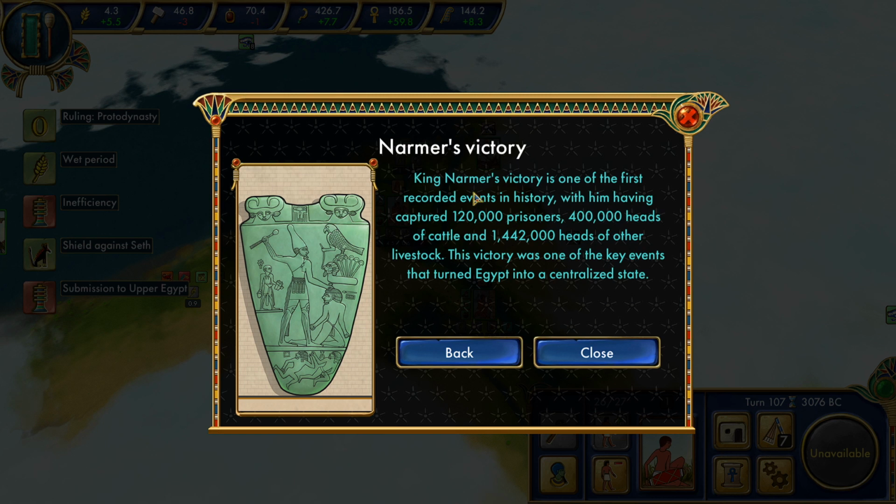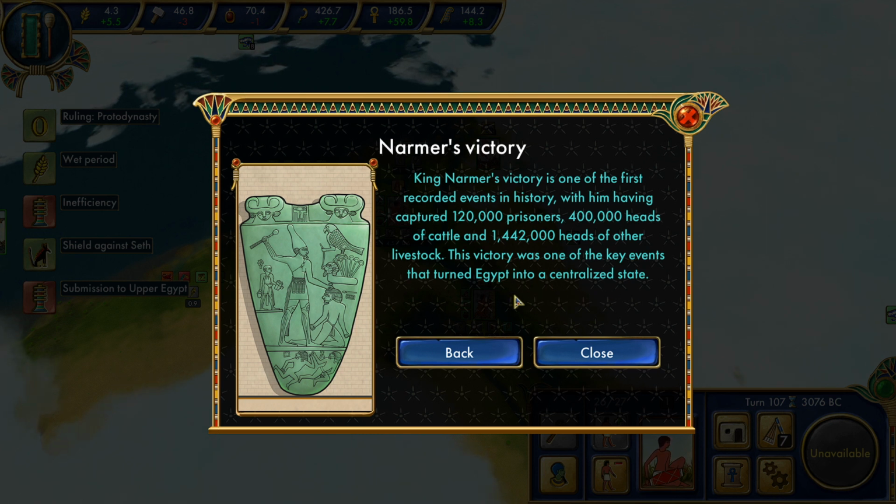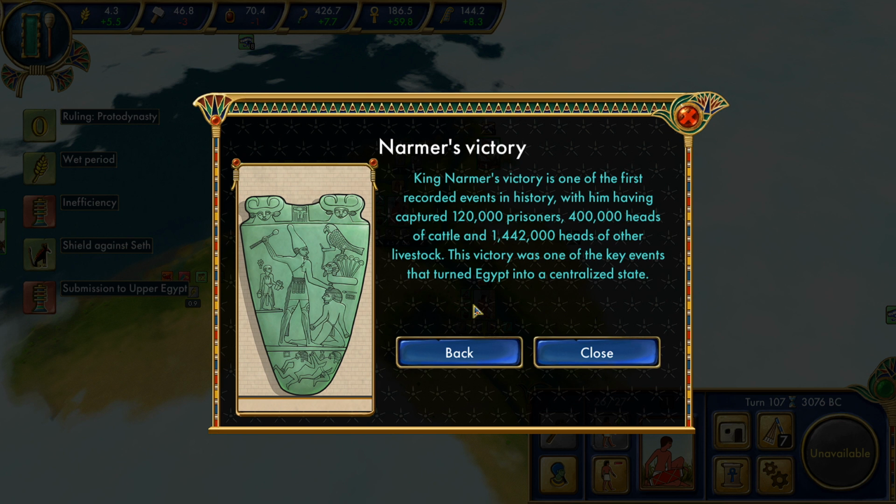So, this here is very curious, the detail here. Narmer's victory, one of the first recorded events in history, and it gives all kinds of details on prisoners, heads of cattle, and other livestock. One of the key events that turned Egypt into a centralized state. Well, that part is true. But I'm very curious where I got these numbers from. I'm sure they didn't pluck them out of thin air, but I can't find anything remotely close to that kind of detail about the military campaign. There's even, in fact, some debate over whether the unification was primarily military. It probably was. Now, we do have confidence that Narmer was, in fact, a very important early Egyptian ruler.